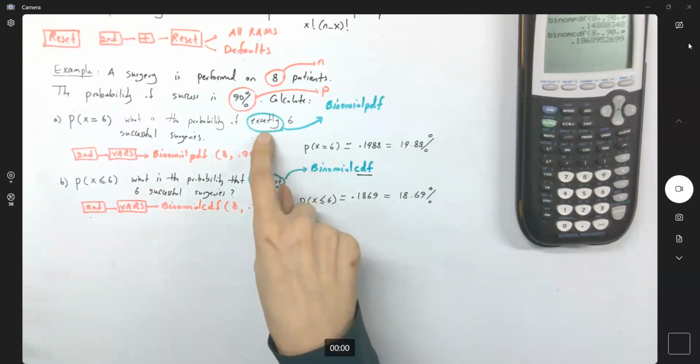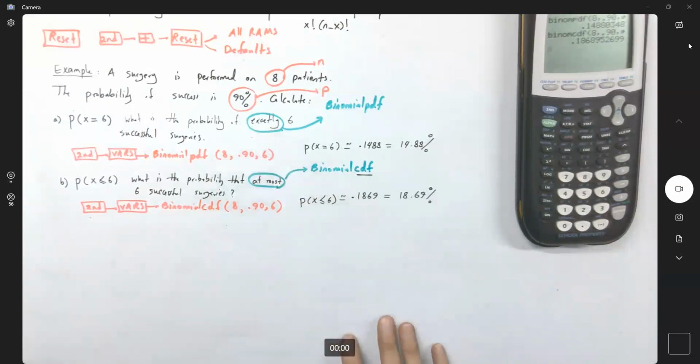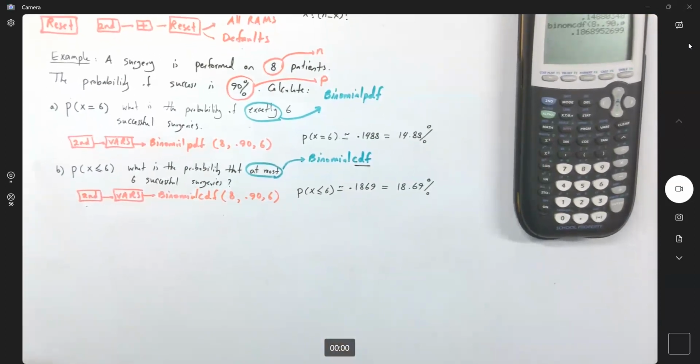So far, we have exactly as the keyword. We have at most as the keyword. Now we're going to move on to the next keyword. Fewer than, less than.